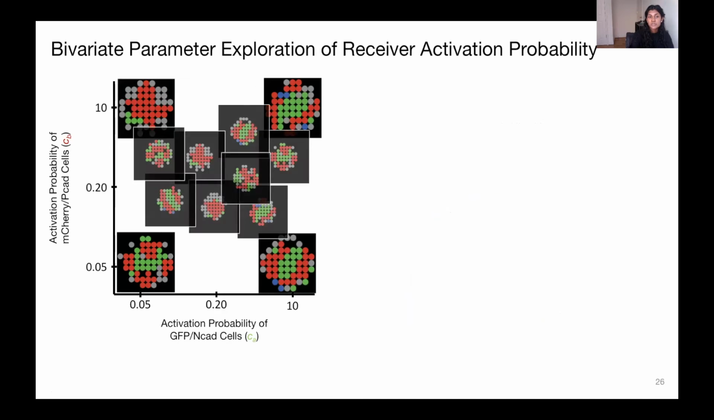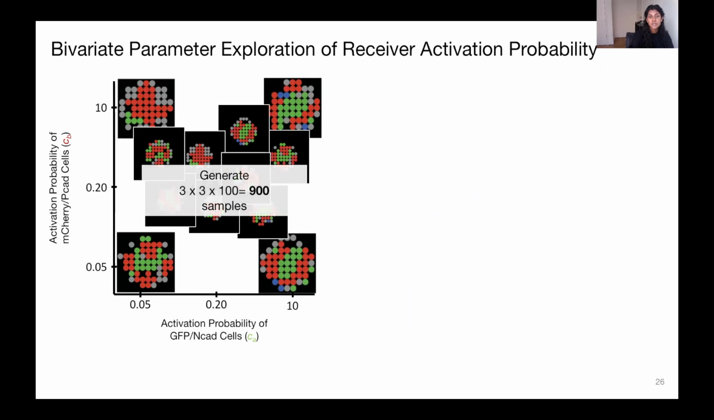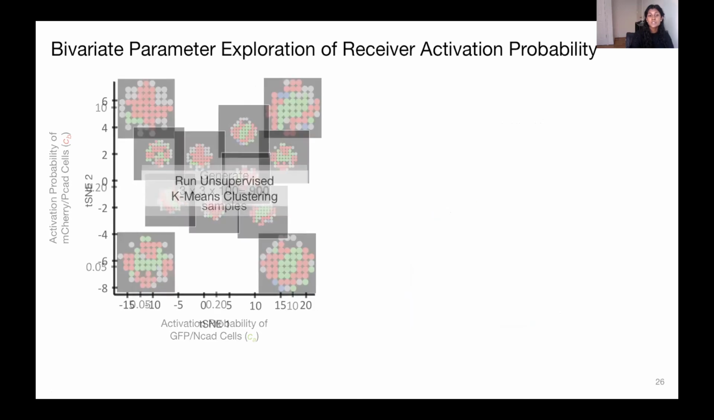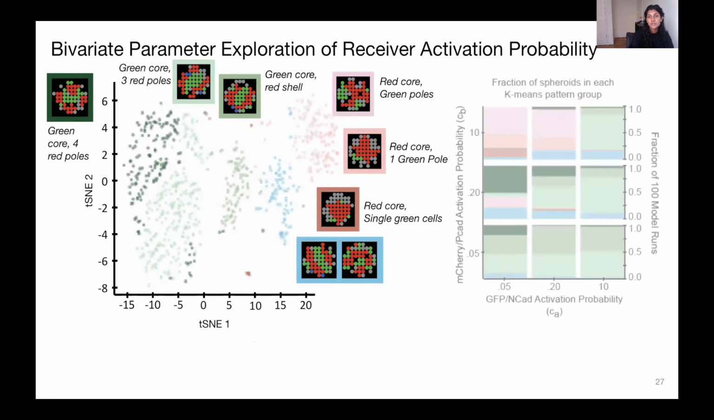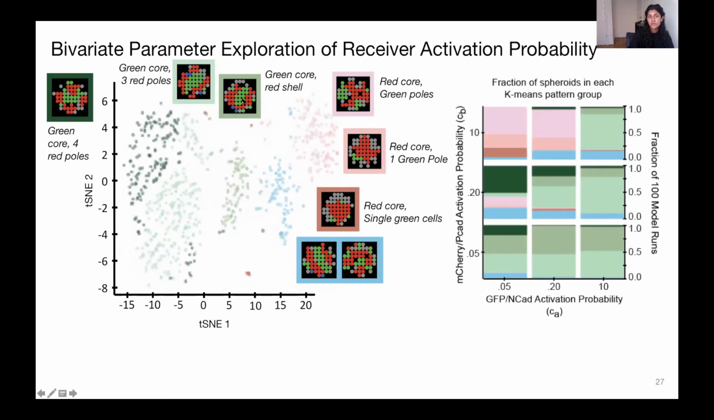And once again, we generated 100 samples for each of these 9 combinations. And we ran unsupervised k-means clustering to identify these patterns. When quantifying the frequency at which these patterns occur for each activation probability combination, we see that this parameter is able to control which cell type forms the core and the number of poles in the spheroid.